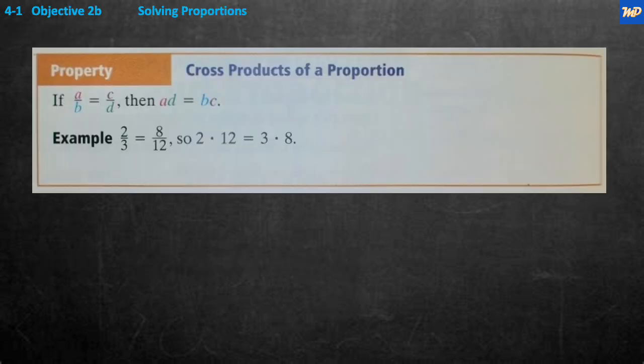Okay, objective 2B, solving proportions. So what does this property say here? The property of cross products of a proportion. I think we just looked at this previously. It says here that if A is to B as C is to D, then A times D, that's the cross multiplication, A times D is equal to, and I'm going to change colors to red, C times B. We did this multiplication earlier.